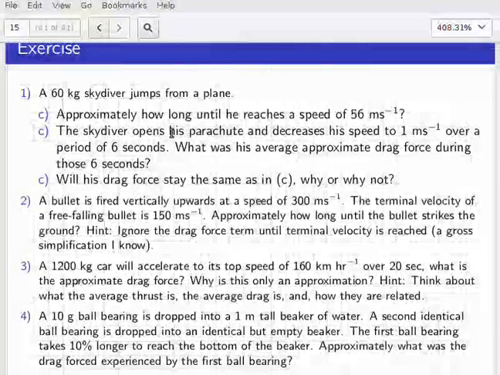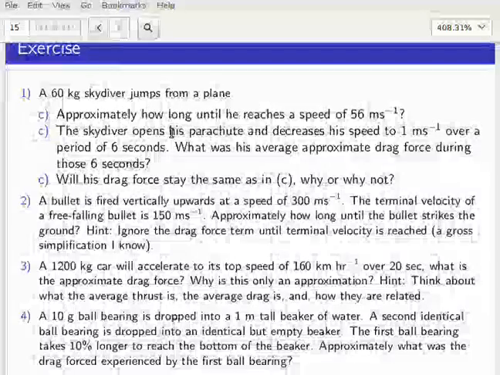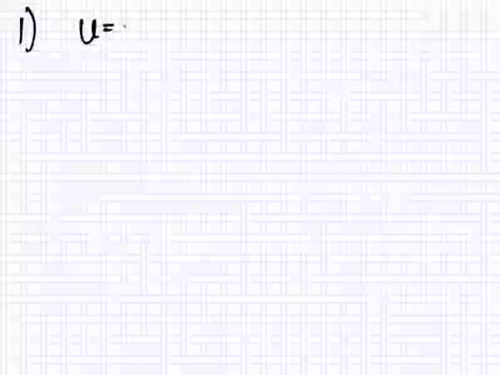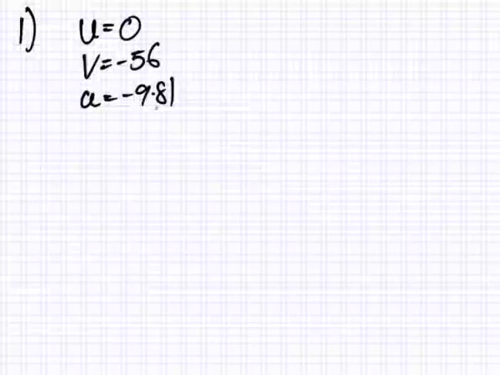A skydiver jumps from a plane. How long until he reaches a speed of 56? Okay. So U is 0, V is minus 56, A is minus 9.81, and I want the T.